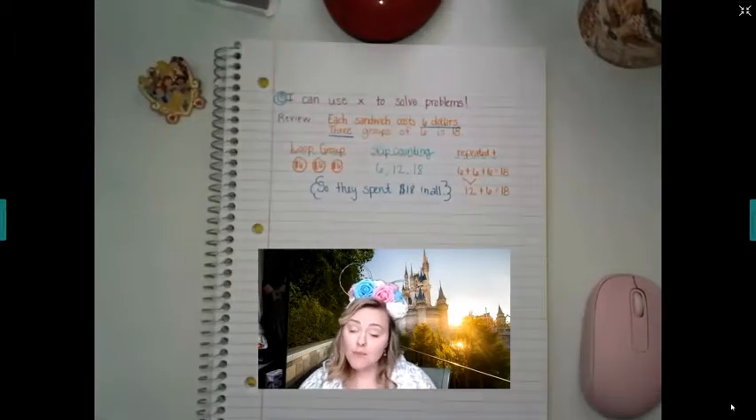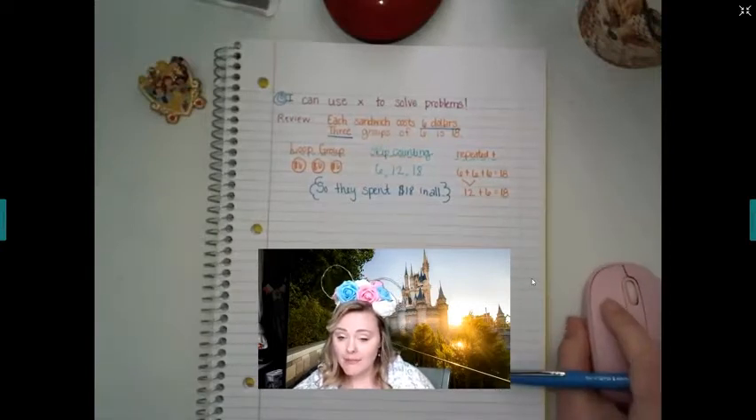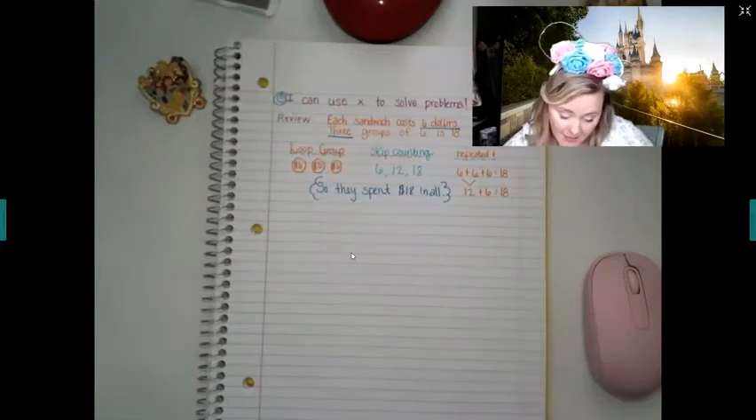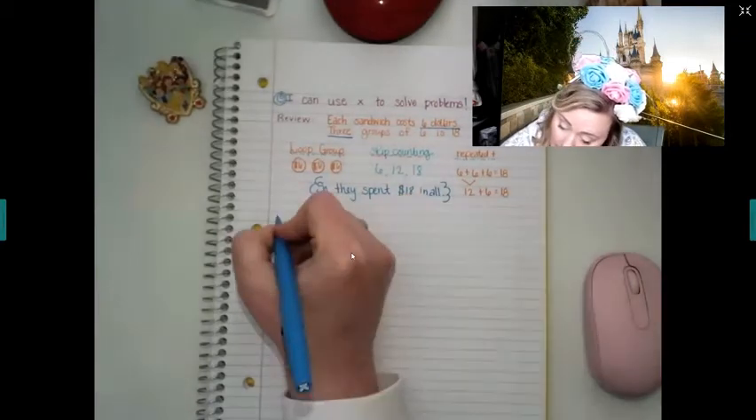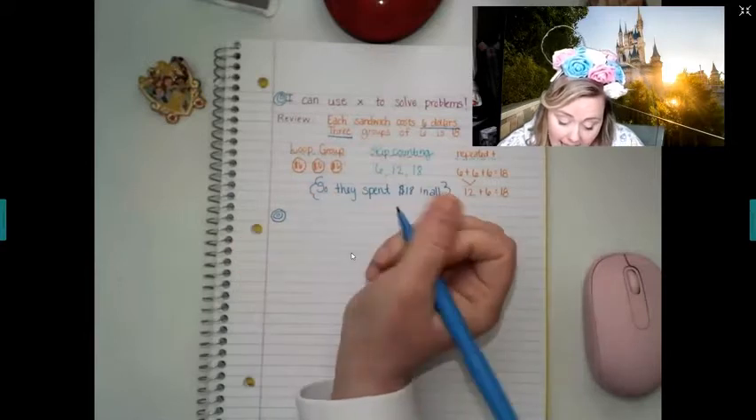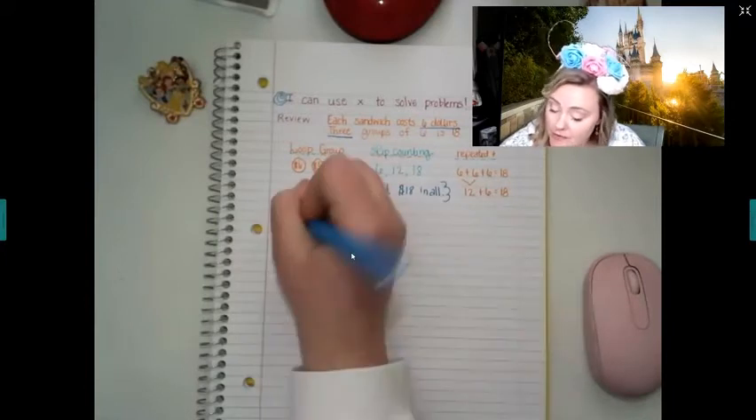And now we're going to get into the main part of this lesson, which is that we will be working on, my little picture here, balancing equations and filling in missing numbers. So our I can is going to be, I can fill in missing numbers to make equations true.